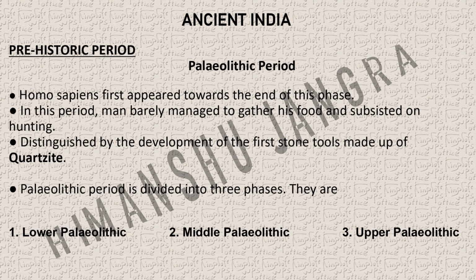Prehistoric period. Paleolithic period. Homo sapiens first appeared towards the end of this phase. In this period, man barely managed to gather his food and subsisted on hunting. It was distinguished by the development of the first stone tools made of quartzite. The Paleolithic period is divided into three phases: 1. Lower Paleolithic, 2. Middle Paleolithic, 3. Upper Paleolithic.